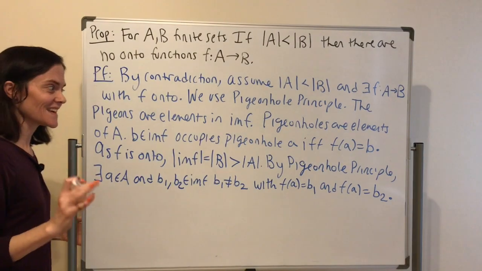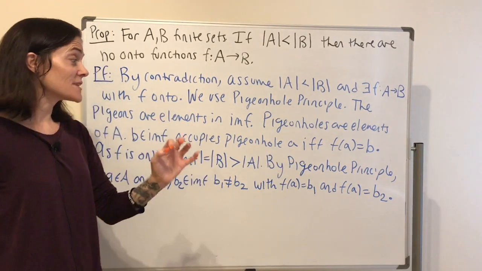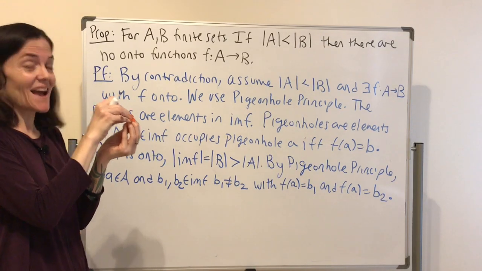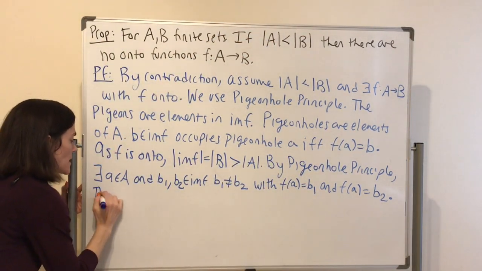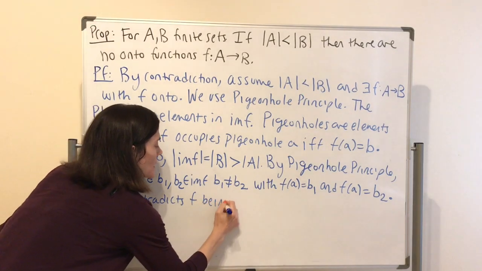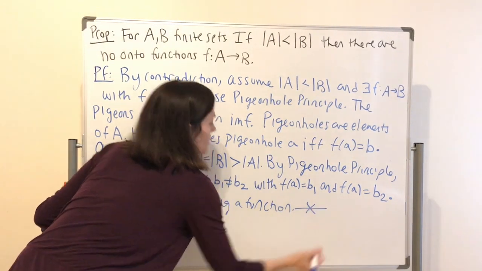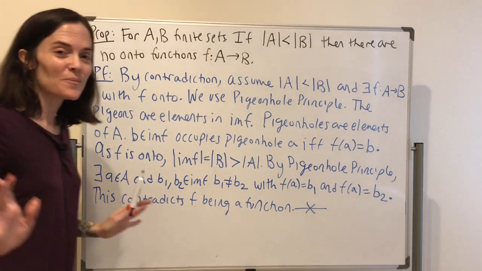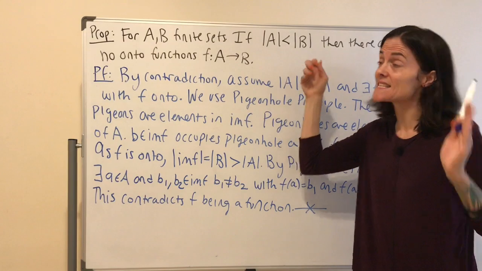Now, if you look at this, we have a contradiction. The contradiction is not being onto. The contradiction is that f is not a function, because we have a in A, and f maps it to two different things in B, okay? So this contradicts f being a function, and therefore we have reached our contradiction, meaning we have proven the proposition. Again, pigeonhole principle. We had a different choice of pigeons, different choice of pigeonholes, but we're able to prove that if the cardinality of A is less than cardinality of B, there are no onto functions.